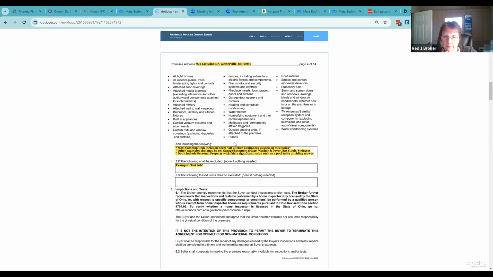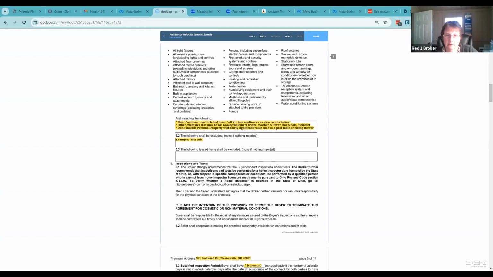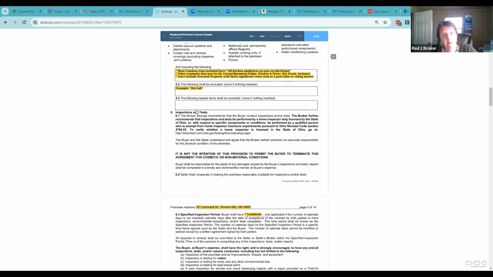And we will pick up next time with section 6 under inspections and tests. And that will be the third contingency for a buyer in the contract.